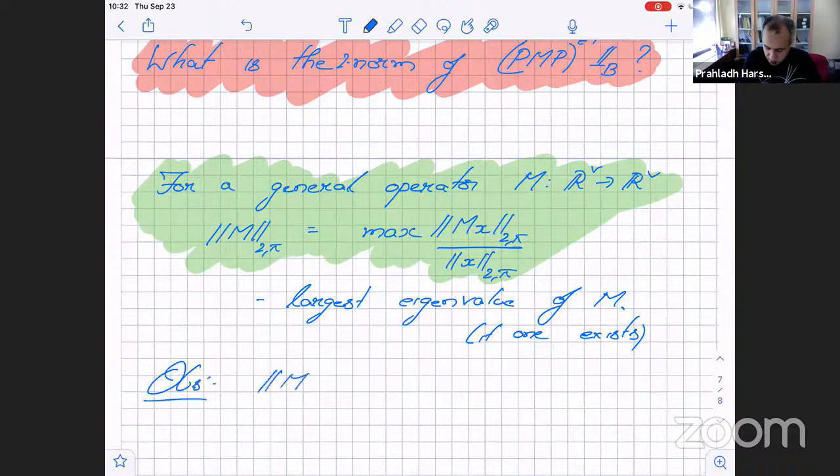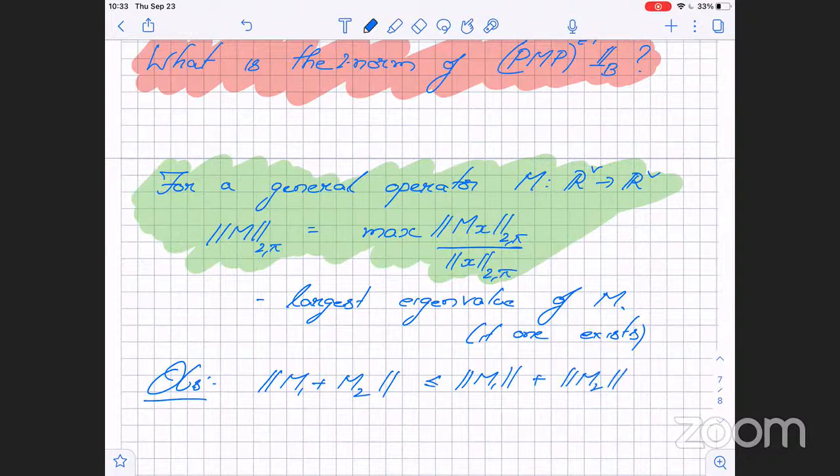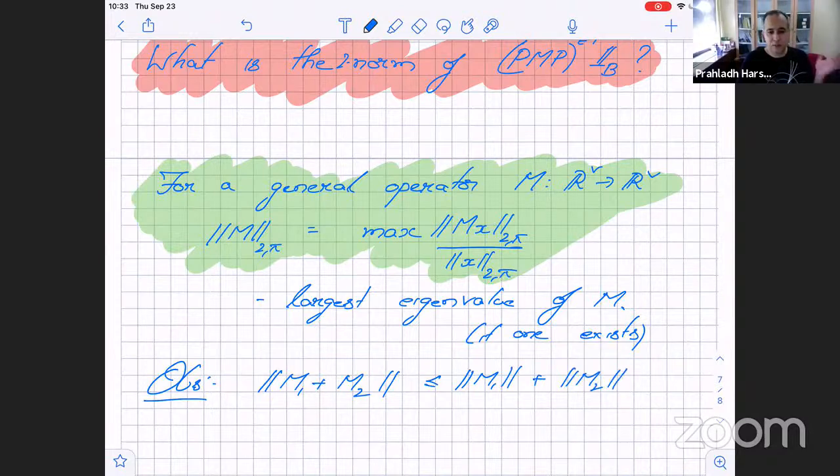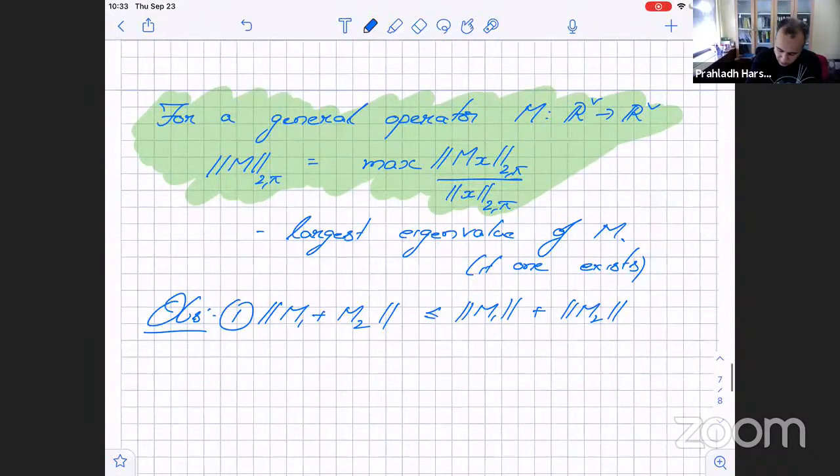What is M1 plus M2? How does it relate to M1 and M2? Does it have some triangle inequality of this type? Yes. It follows from the definition of max. The max of a quantity, this just follows from the definition of max. This also will follow from the definition of max.